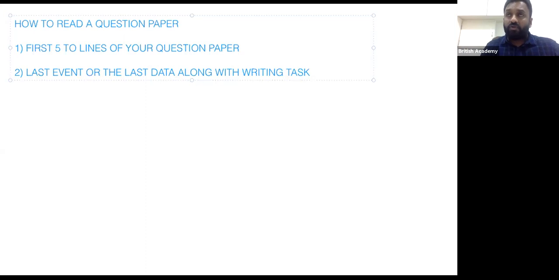Second thing, go to the last event or the last data given in the case notes. Along with that, go for the writing task as well. That is the question: write a letter of referral to so-and-so person. The address would be given. Read that task. By reading the first 5 lines, you will understand who your patient is and what the prime diagnosis is. By reading the last 5 lines or the last event, you will understand what the current situation is.